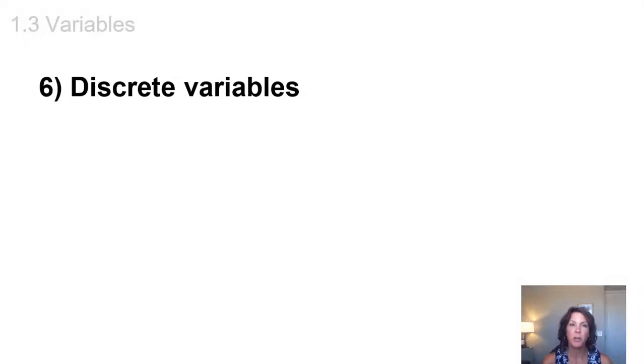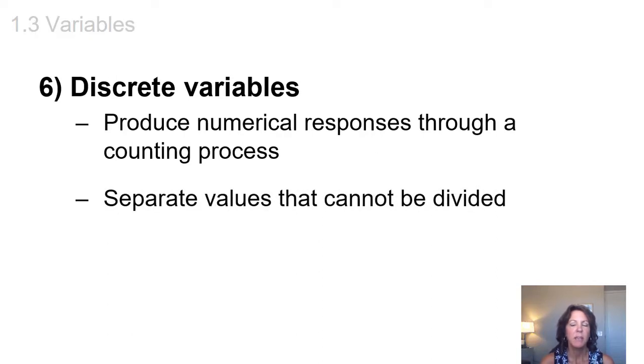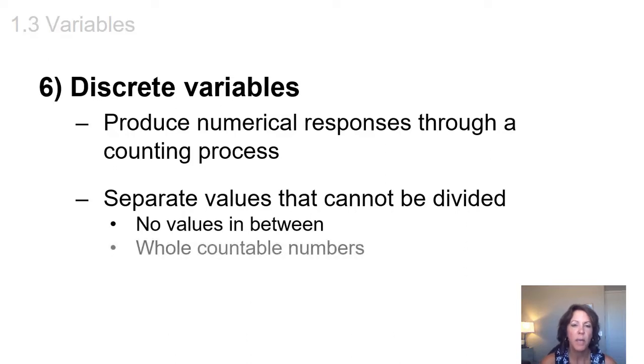The next type of variable is called a discrete variable. This variable does have a numerical response, but it's through a counting process. So when we can count the number of something, it's a discrete variable. These are separate values, these numbers. They can't be divided. There's no in-between values. So an example of this might be the number of family members that you have. You actually don't have 2.5 family members.